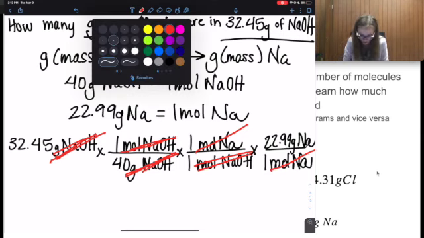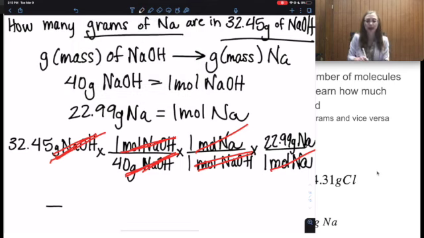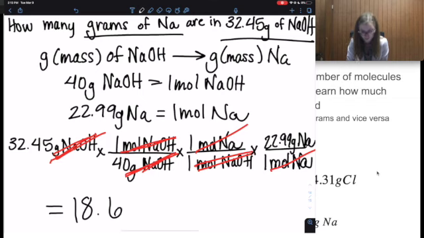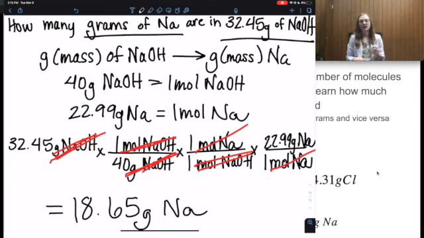If I type this in my calculator, I multiply across and divide down, and we are left with 18.65 grams of sodium atoms, okay? Remember, we're trying to go from the amount of grams of a compound, and figure out the mass of one of the elements making it up. So I'm checking my answer. 18.65 is lower than 32.45. I think that makes sense to me.